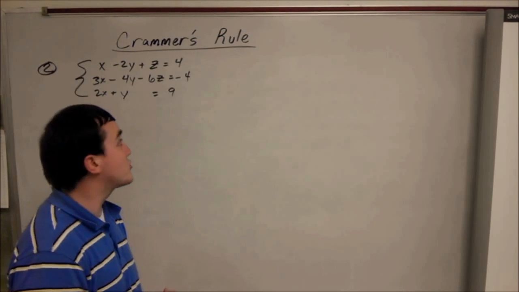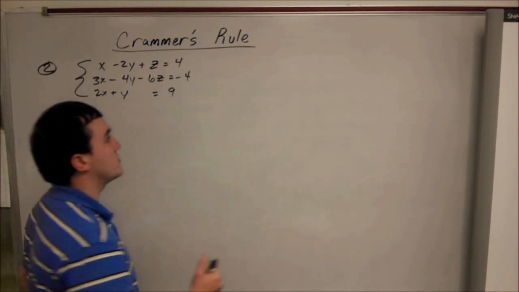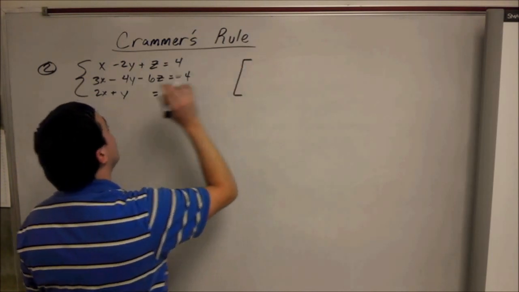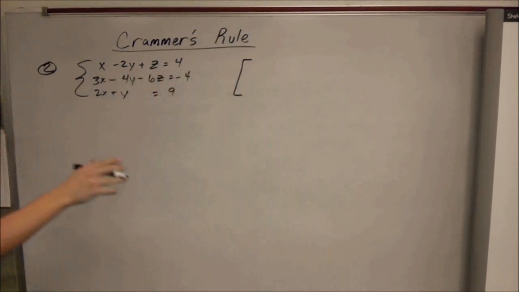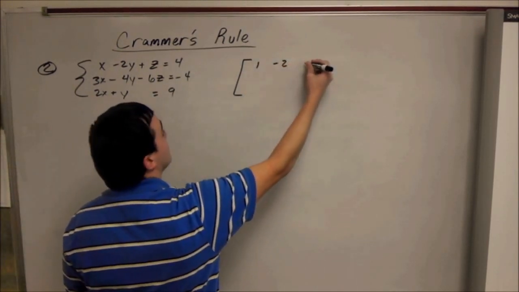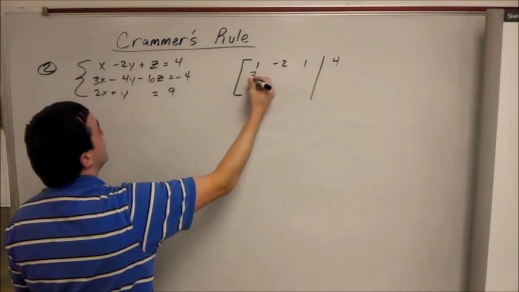Alright, now I'm going to use Cramer's rule to solve three equations with 3 unknowns. So this time we're solving for x, y, z. So take this, make it into a matrix. So we have 1, negative 2, 1, 4. Second one, 3, negative 4.